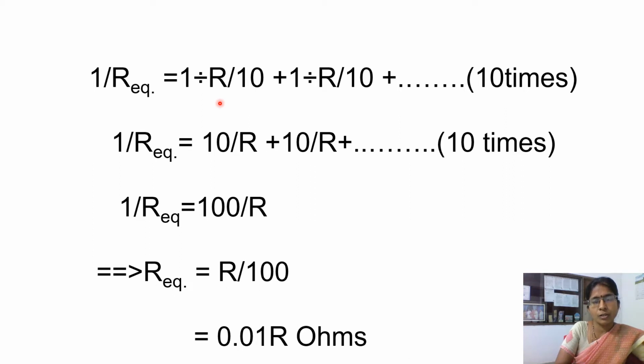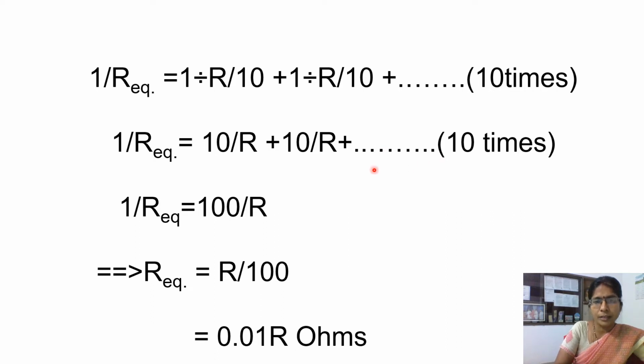Here R1, R2 and all are having the same value, that is R by 10. So 1 by R equivalent is equal to 1 by R by 10 plus 1 by R by 10 plus 1 by R by 10, so on for 10 times. And this fraction 1 divided by R by 10 in the next step changes as 1 into 10 by R, which is equal to 10 by R. So it is equal to 10 by R plus 10 by R, so on for 10 times.